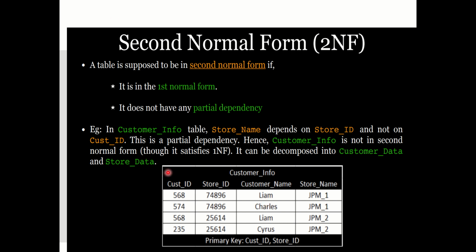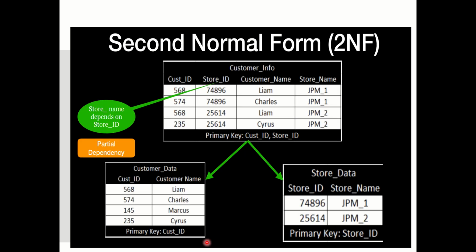So that is what we are going to see in the second normal form. In the second normal form, your table has to be in the first normal form. Yes, it is in the first normal form. Now we need to see whether there is any partial dependency. Yes, the store name is partially dependent upon this combination of the key, because the store name is only dependent on store ID and not on the customer ID. So there is a partial dependency. This table in its current form is not in the second normal form. Now what can we do for it? Our aim is to split the table. How can we split the table? Yes, we can split the table into two different tables, one as customer data and the other as store data.